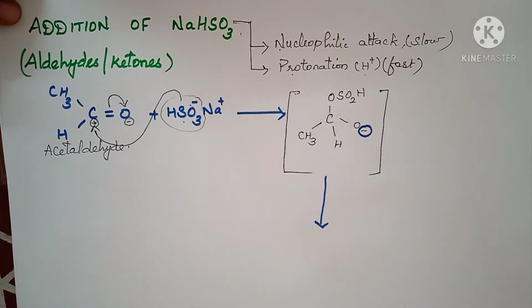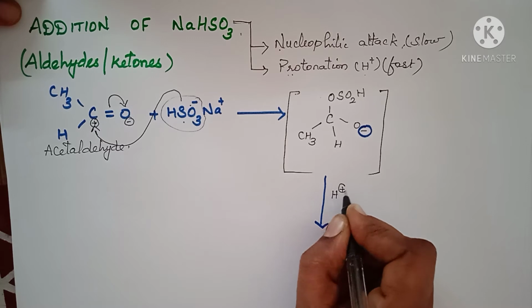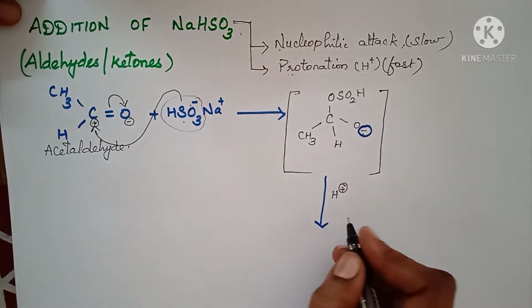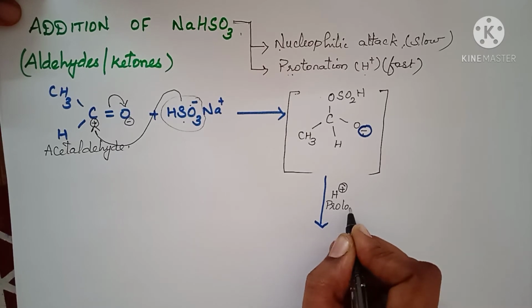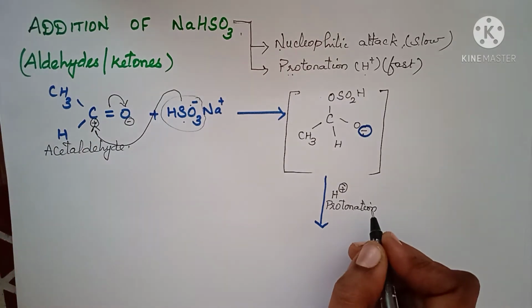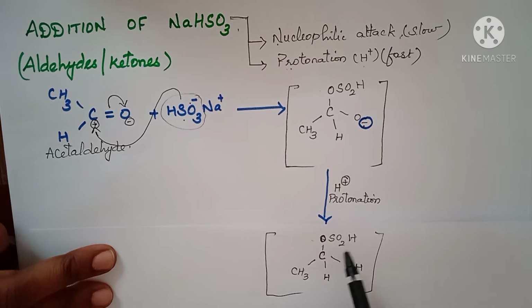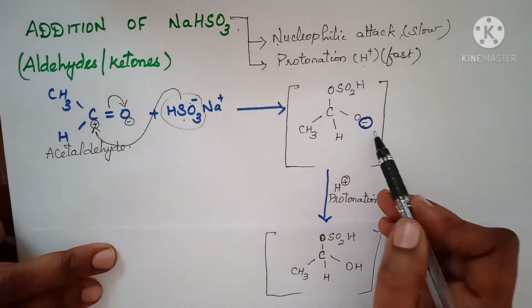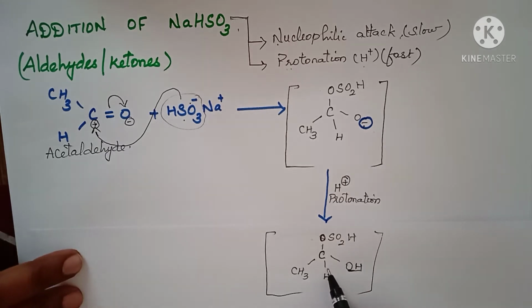Protonation. Protonation means H plus ion is going to join with the minus ion of oxygen. Okay, now here the step name is protonation. See, in this protonation, this OH is going to attach over there. So this is the sulphite compound of aldehyde.